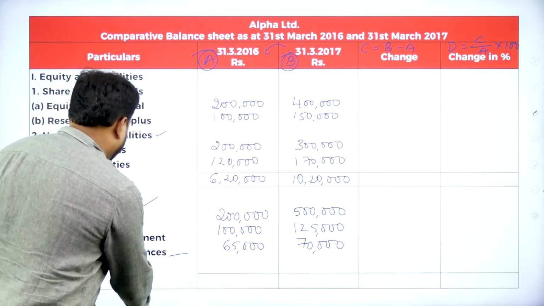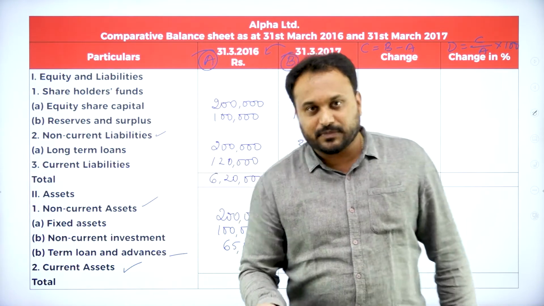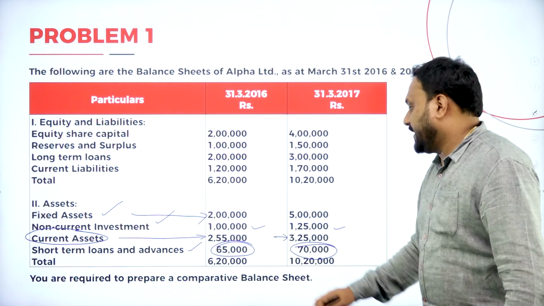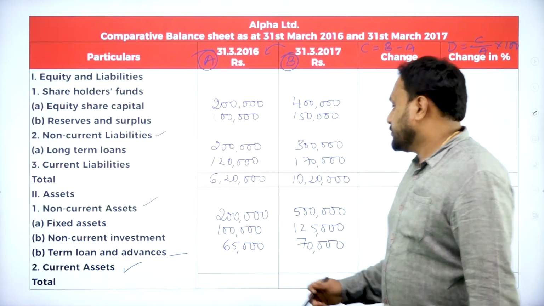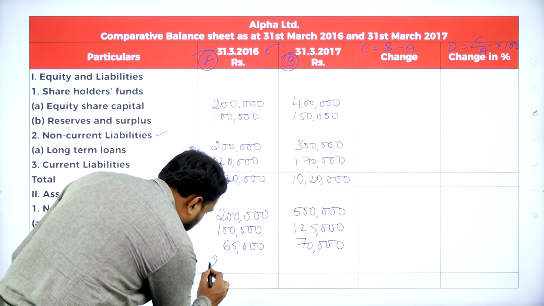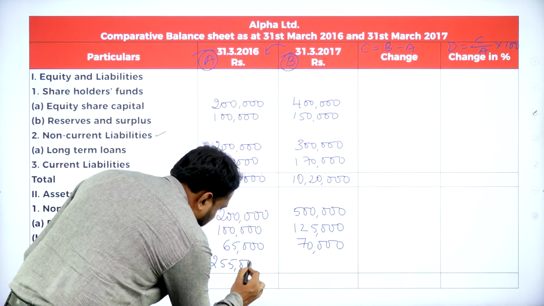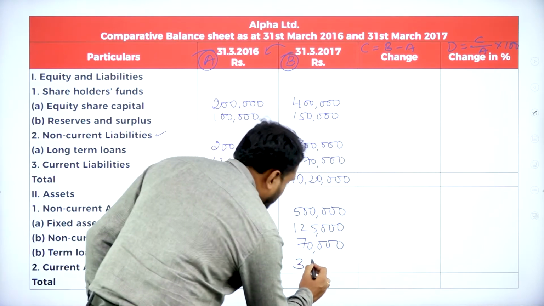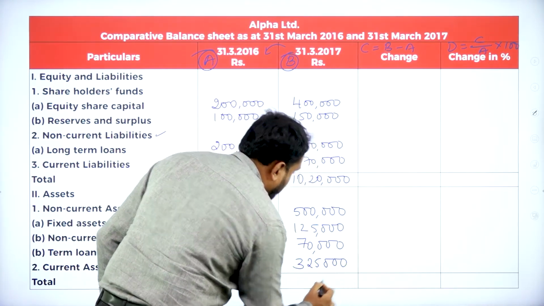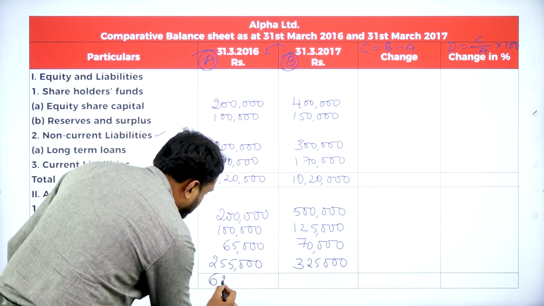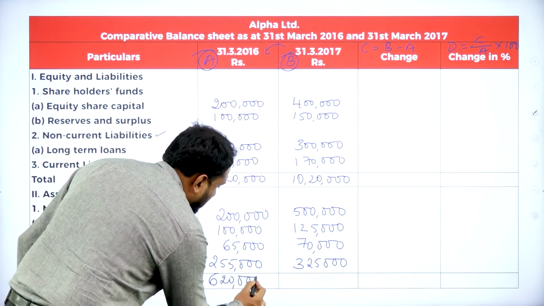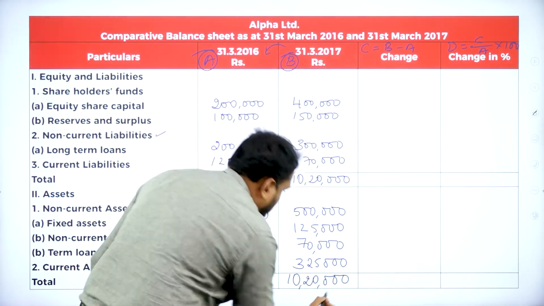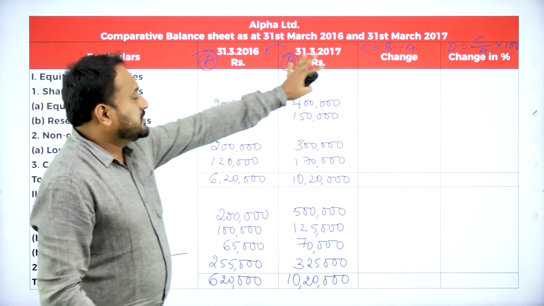And the last one is current assets. They have only given it. Current assets are how much? 2,55,000 and 3,25,000. So 255 and 325. So we'll write here 255, and here 3,25,000. If you calculate, it is 6,20,000. And then again, if you calculate this, it is 10,20,000. Done. So we are done with both years.